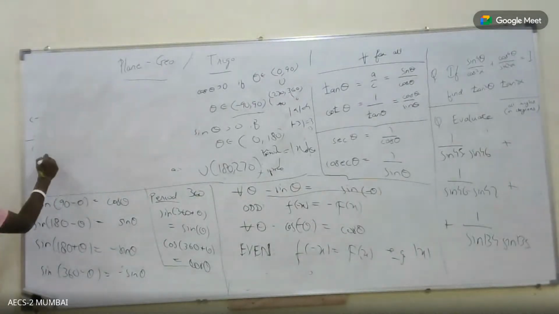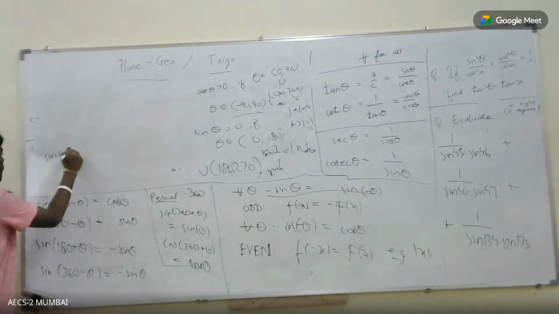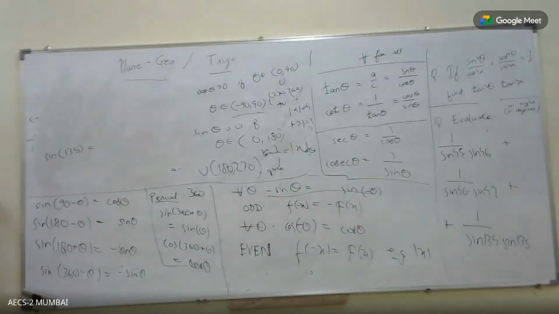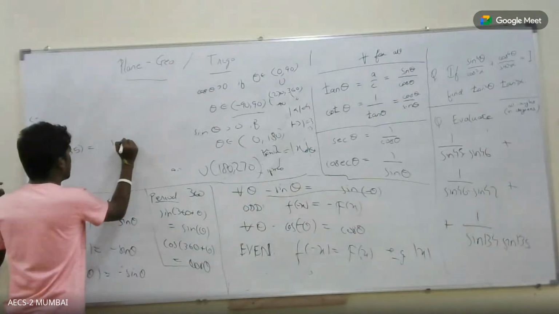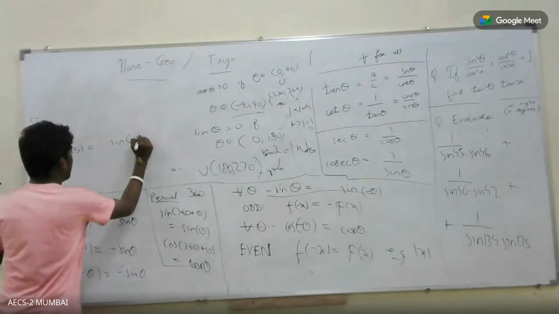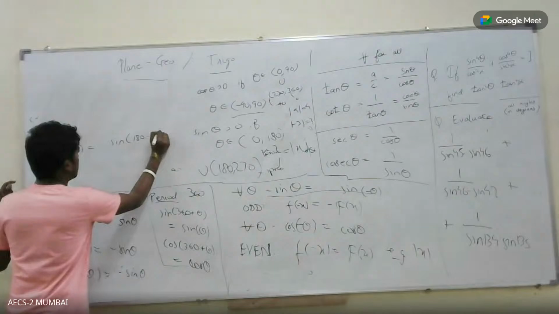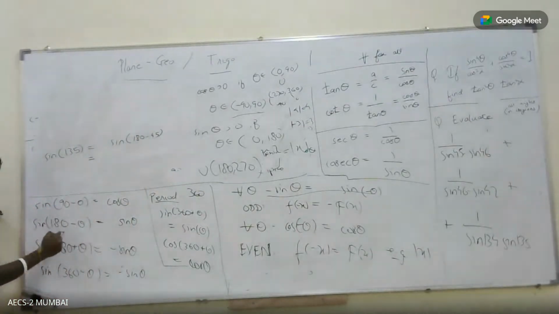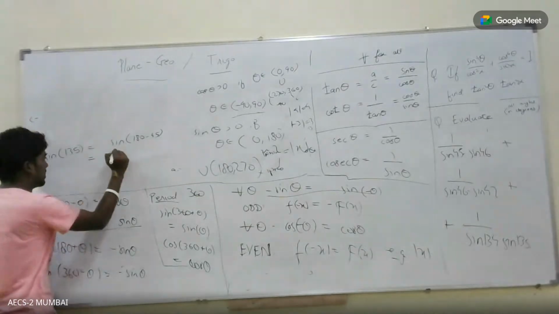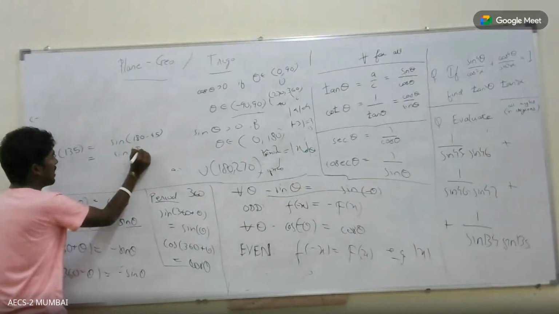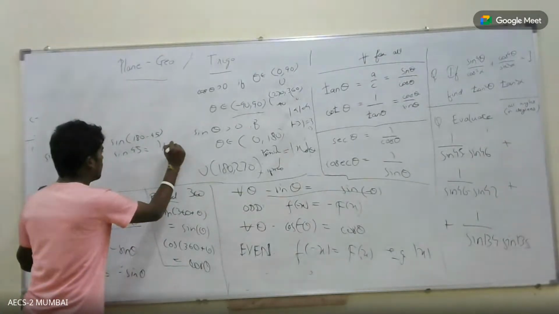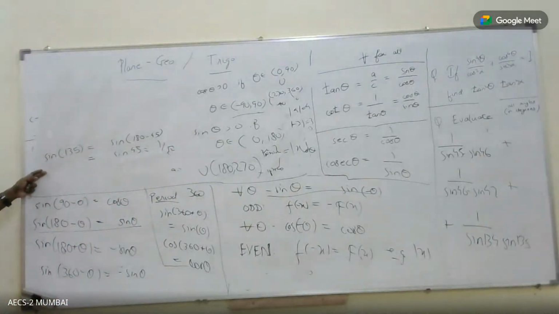For example, if I now ask you to find sine of angle 135, how will you do it? Sin 90 plus 45. Perfect. You can either do 90 plus theta or 180 minus theta. I can say sine of 180 minus 45, and using this equality, I know that this is equal to sine of 45. What is that? 1 over root 2. Perfect.